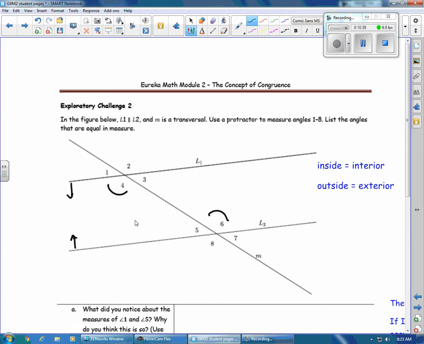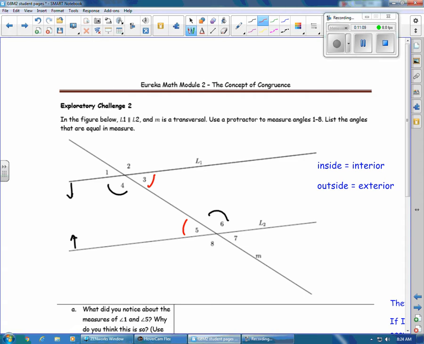because they're inside the parallel lines, alternate interior angles, and because they are alternate interior angles, they're going to have the same measure. Do you see another set of alternate interior angles in this same drawing? See if you can pick it out. Yep. Angle 3 and angle 5 are alternate interior angles, and they are going to have the same measure.